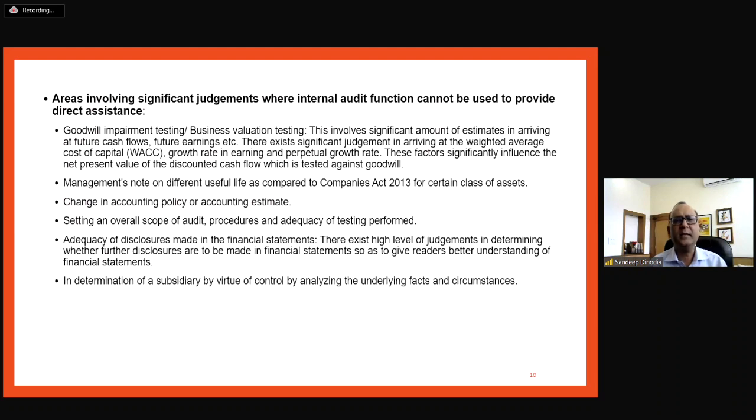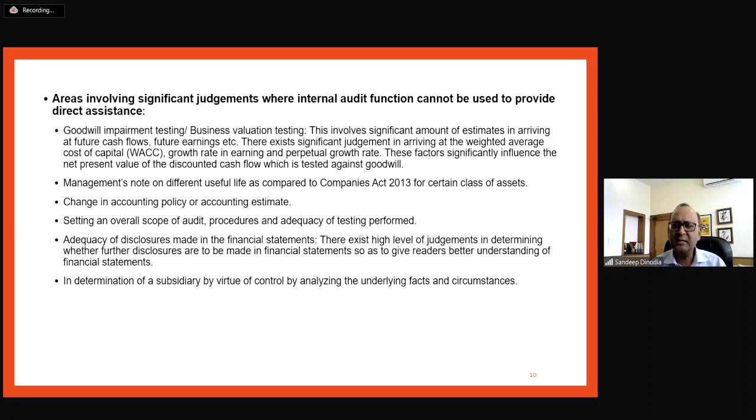Again, the implementation guide also gives us some guidance on certain areas involving significant judgments where the internal audit function cannot be used to provide direct assistance. And again, these are only indicative and not exhaustive. Some of them are goodwill impairment testing and business valuation testing. These involve a significant amount of estimates in arriving at future cash flows, future earnings, etc.